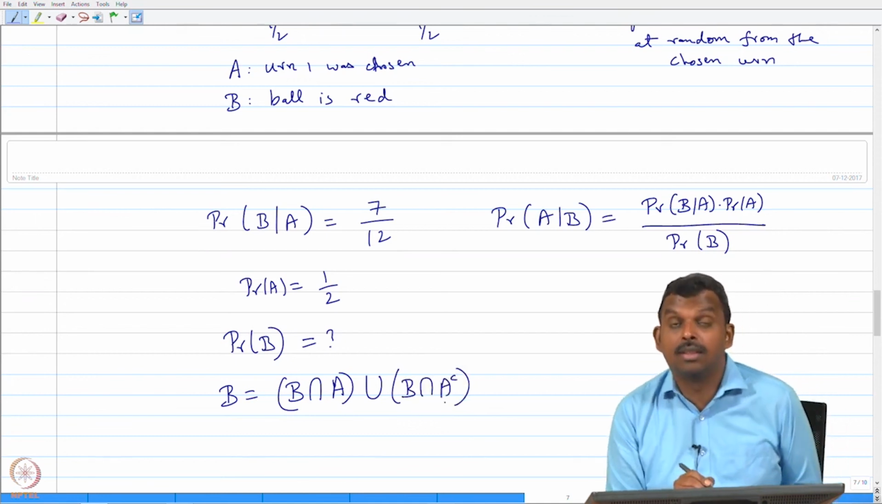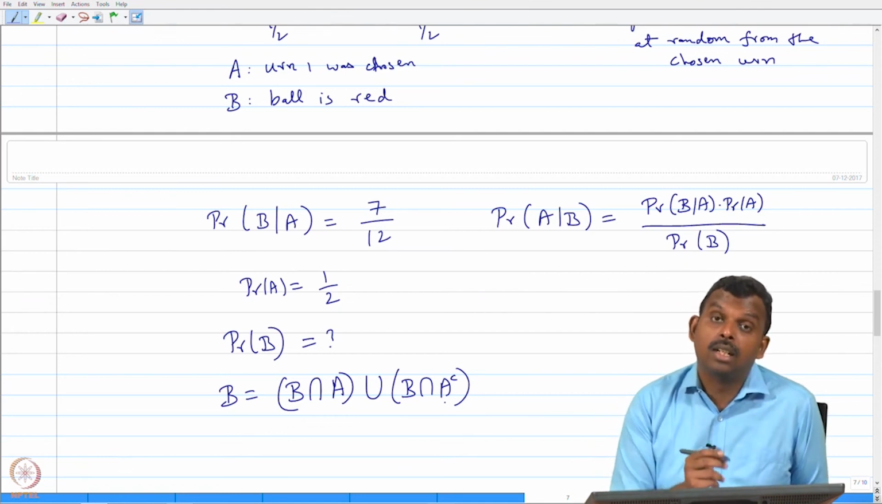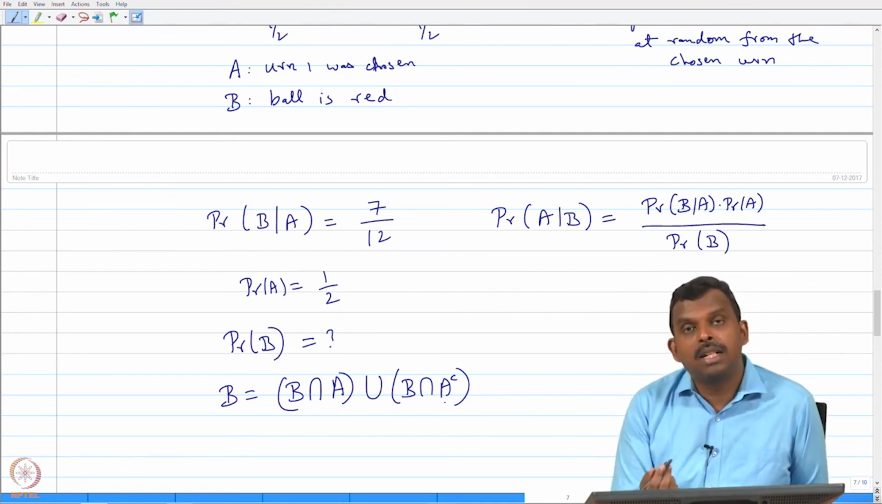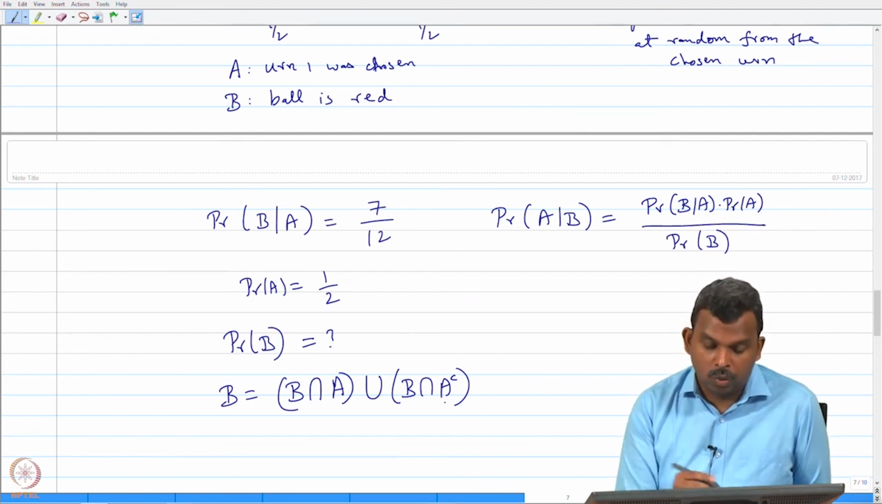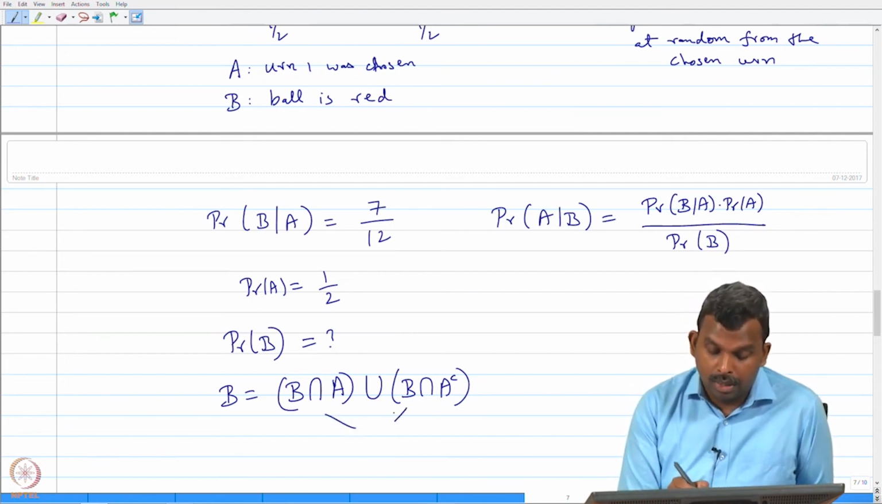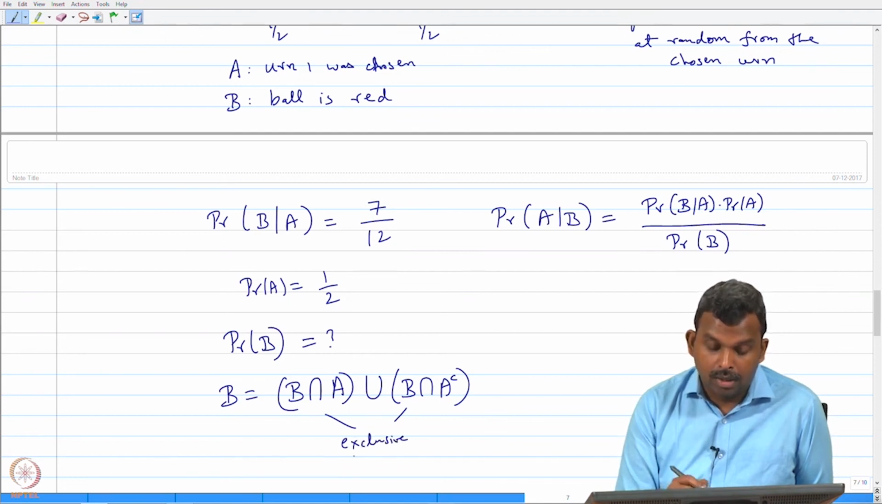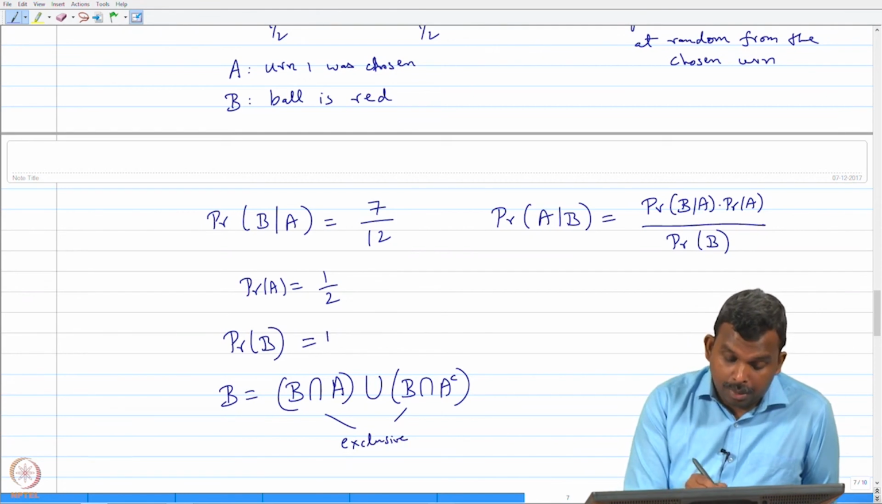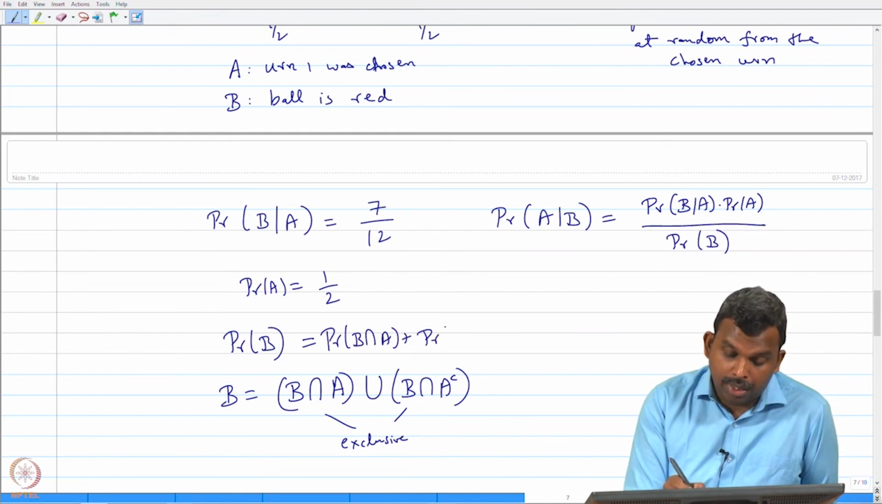A is urn 1 was chosen, A complement is what? Urn 1 was not chosen, which means urn 2 was chosen. This is how you write these two, and these are exclusive events. So probability of B simply becomes probability of B intersect A plus probability of B intersect A complement. This is quite an important step.